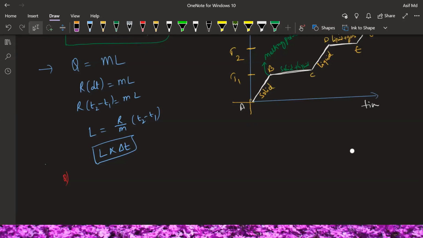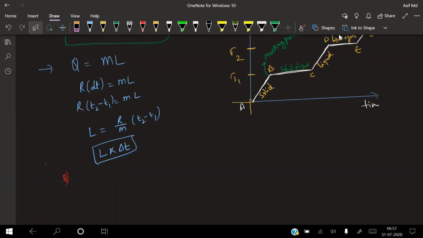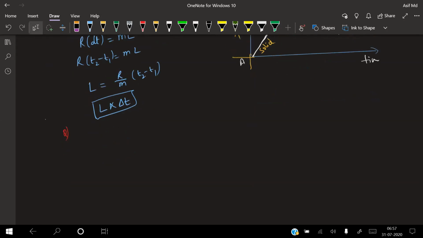So ultimately, if I'm using the change of state relation, Q equals m into L. So R into dt is m into L. dt is nothing but time, so T2 minus T1. So ultimately I got L equals R by m into T2 minus T1. So latent heat is directly proportional to what, beta? Temperature time change, delta T, is nothing but time.